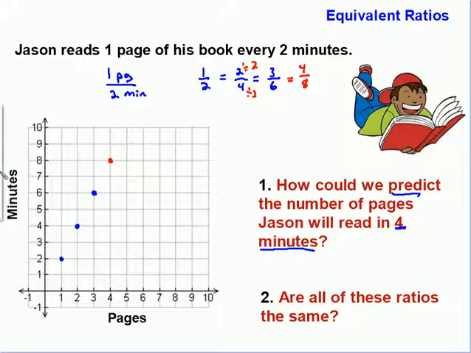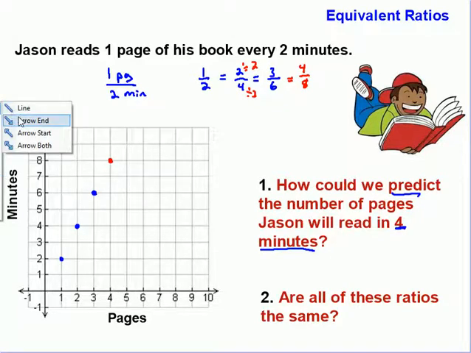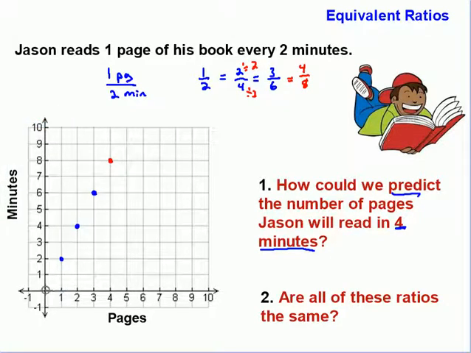Now, if we take a look at this, this is kind of neat. This makes a line. This is a very special kind of graph. It makes a line straight along there. And that is what all proportional relationships look like. They have this kind of diagonal line that comes out of them.